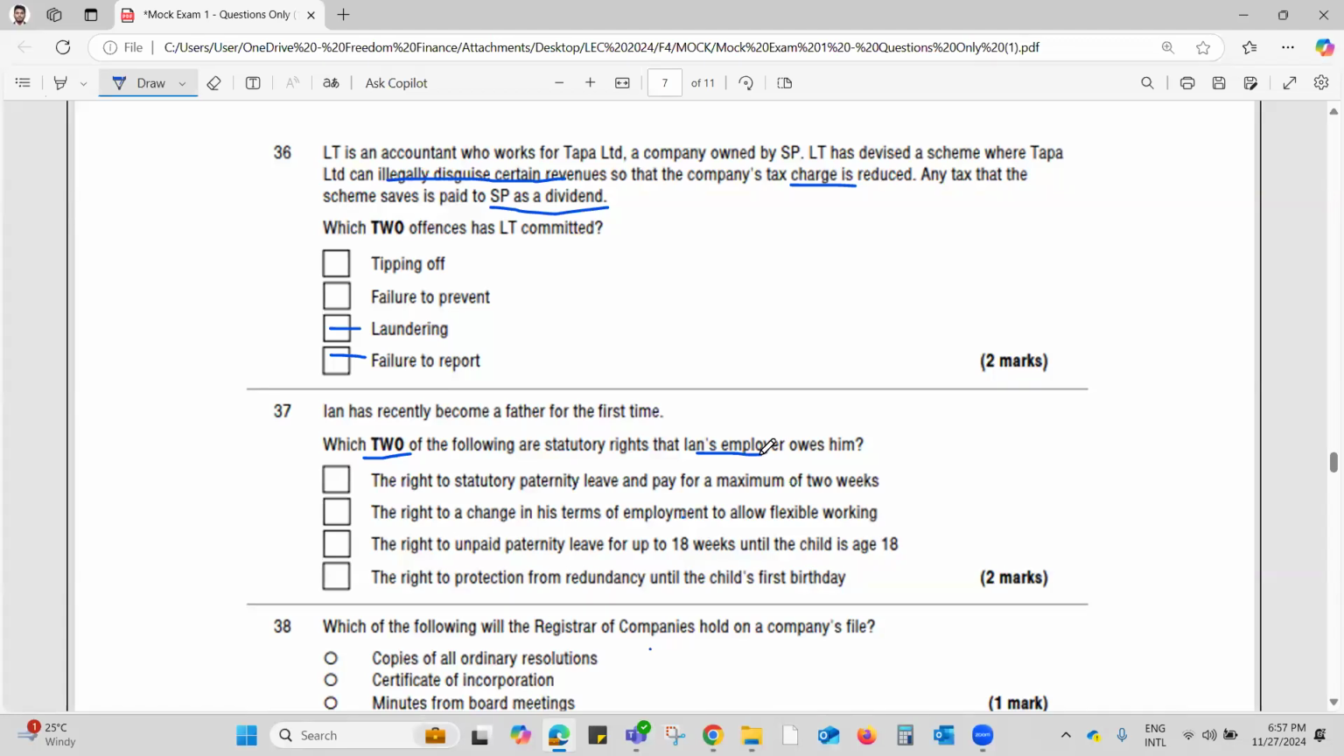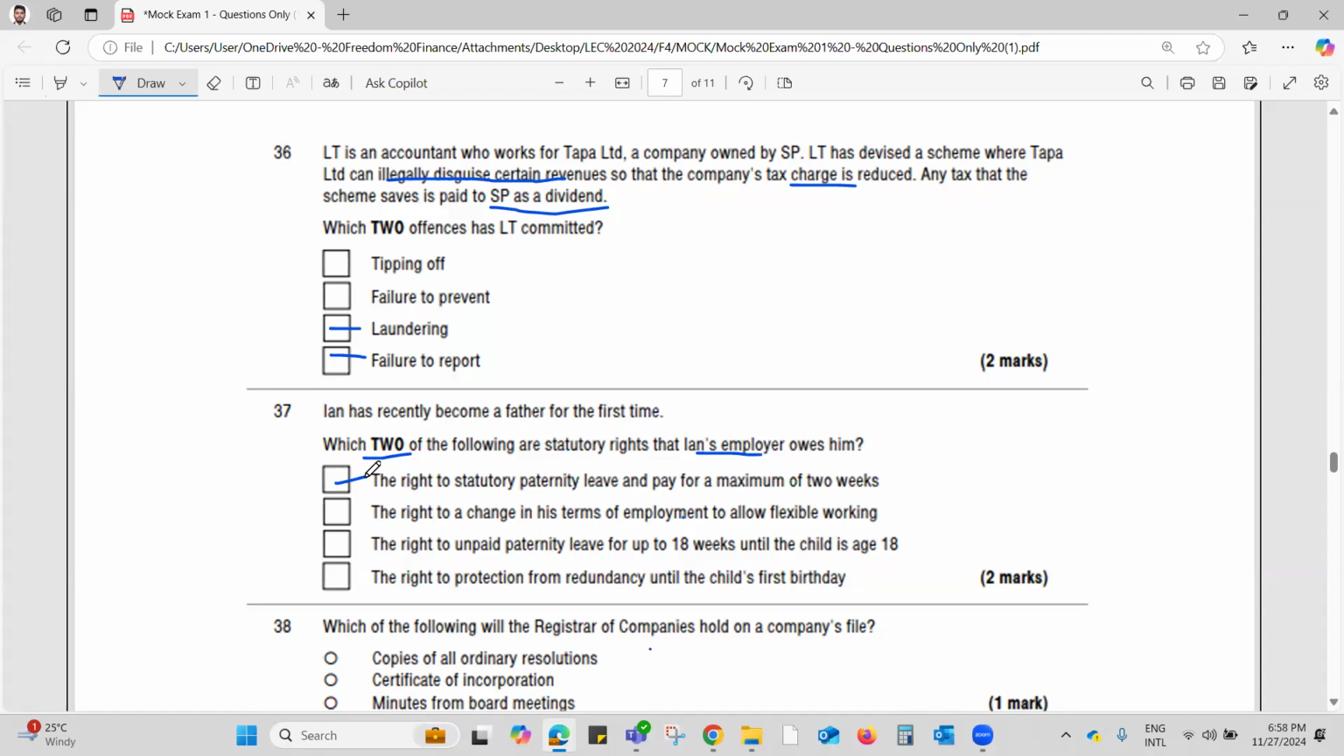Right. The first one, the right to statutory paternity leave of a maximum of 2 weeks. Since you become a father, that is a statutory right that you will initially receive. Then the right to change his terms of employment to allow flexible working, that is not a statutory right. You can talk with your employer, and if he is willing and wishes to do a change in that way, then fine. For instance, you can work from home. That can be done, but that is not a statutory right, though.